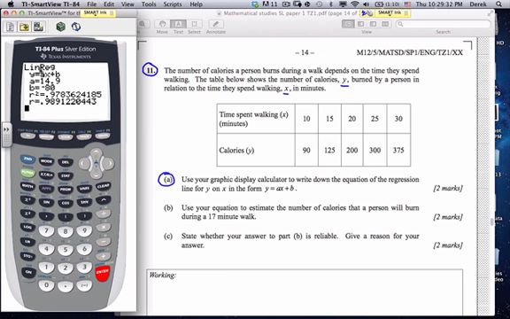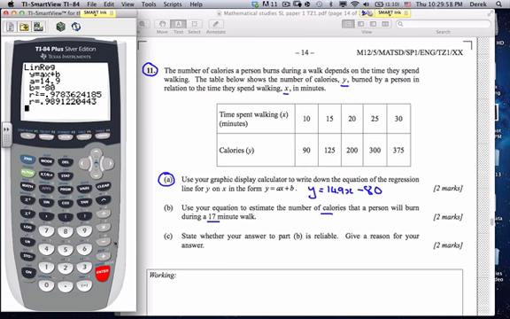And here I've got my linear regression, y is equal to ax plus b, where a is equal to 14.9 and b is equal to minus 80. So this is my value, so I'm going to have y is equal to 14.9x minus 80. And it says use your equation to estimate the number of calories a person will burn during a 17-minute walk.